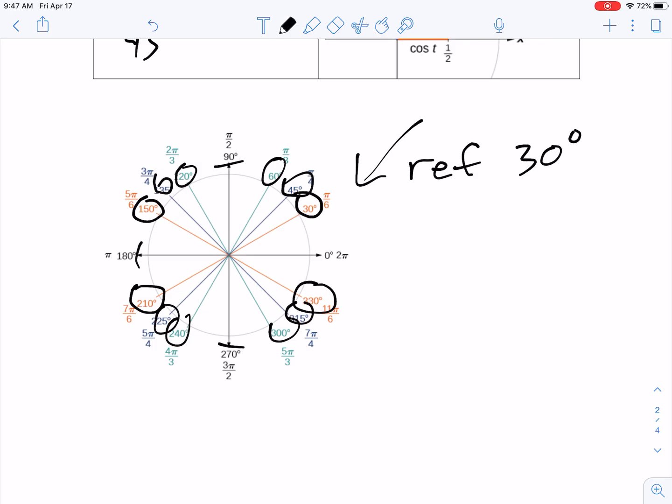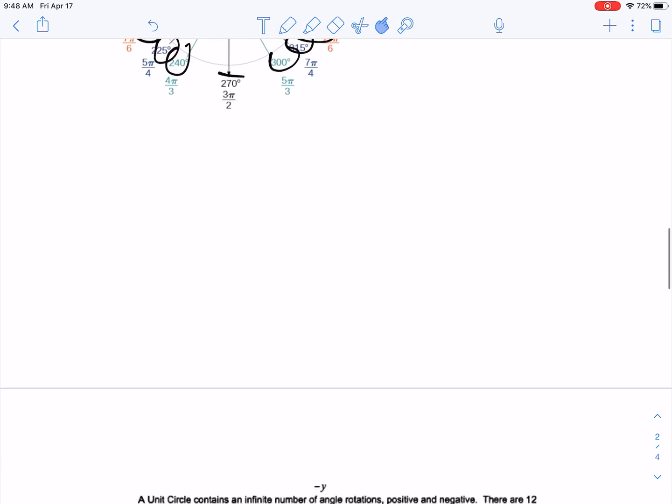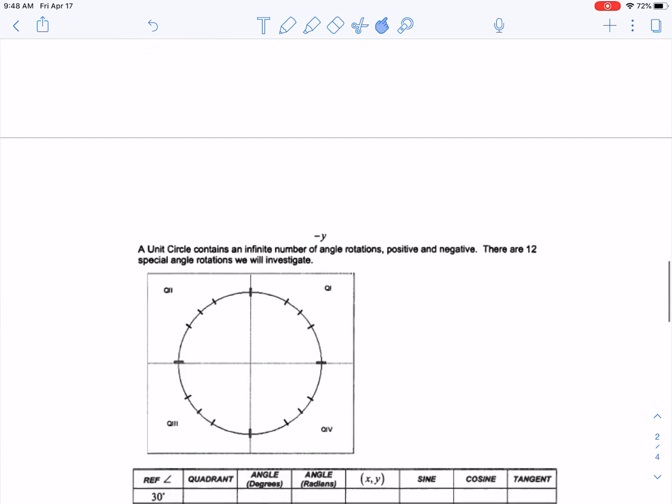Right now, I expect you to be able to actually go around the unit circle, filling in 30, 45, 60, 90, 120, 135, 150, 180, 210, all the way around the circle. You should be able to do that. So let's take that and move up here a little bit. This is what I want you to be able to do for your homework this weekend.